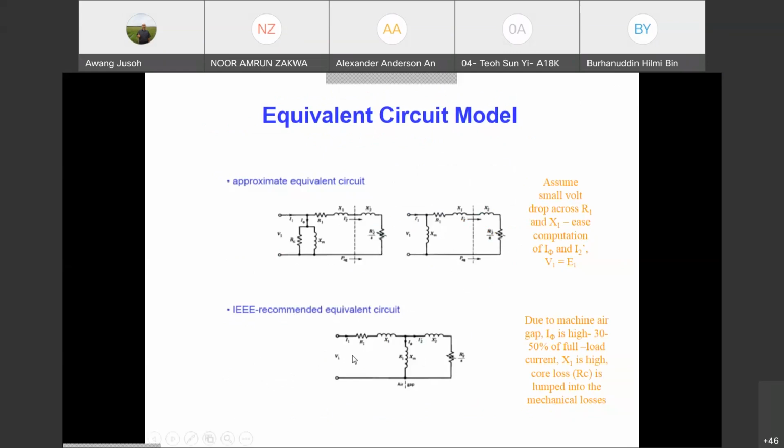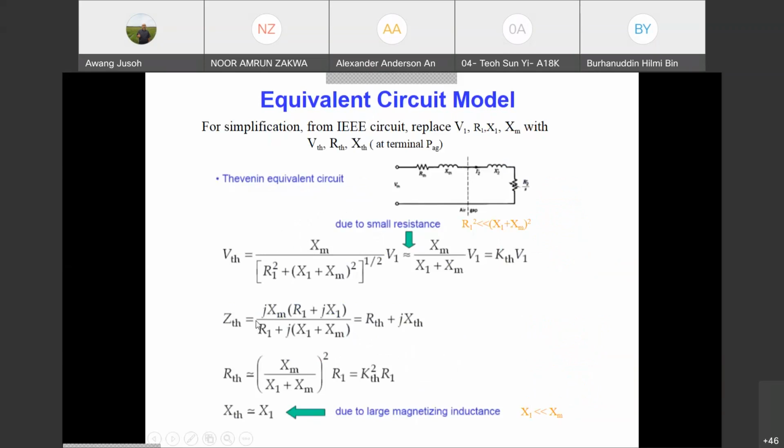Because we have a voltage source, we need to short circuit. Short circuit means we make the voltage equal to 0. Then we see from this point, jXm in parallel with this component. Then we can find the Z Thevenin. The Z Thevenin is a combination of R Thevenin and X Thevenin. That's a simple thing. Alright, any question?